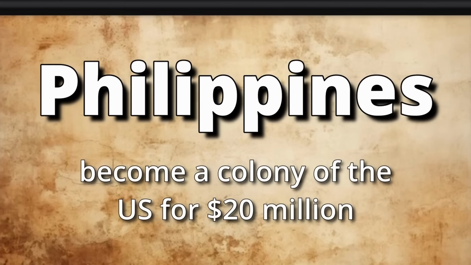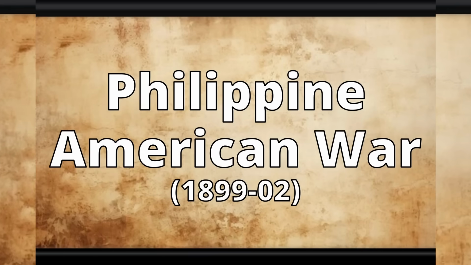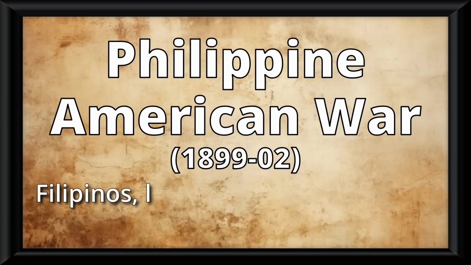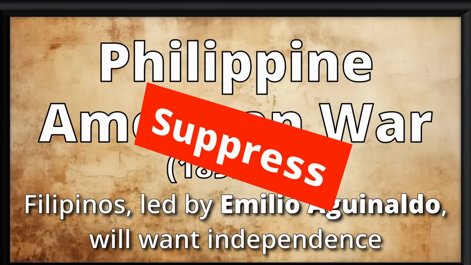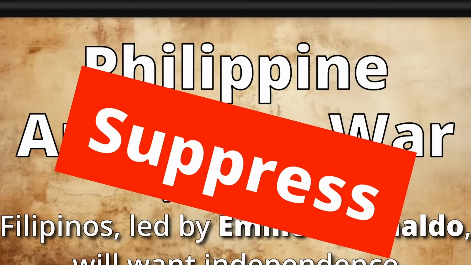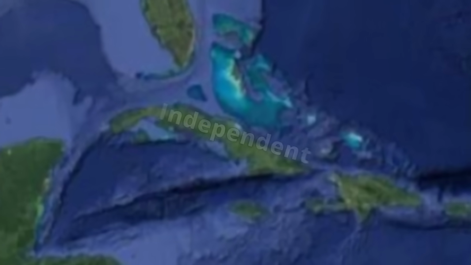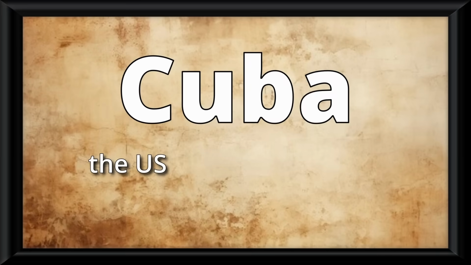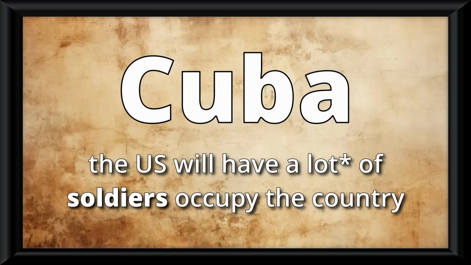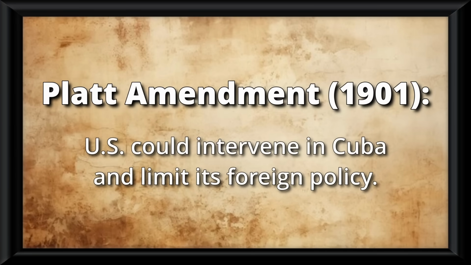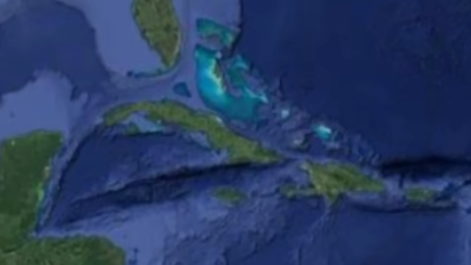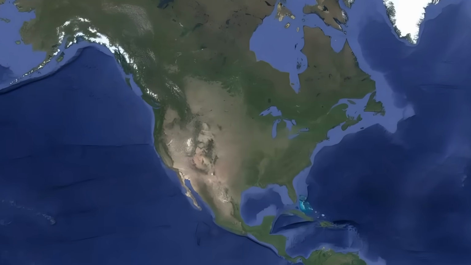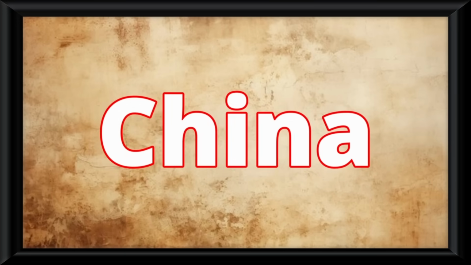But they will not go quietly at all. This will trigger a Philippine-American War, where Filipinos led by Emilio Aguinaldo will want independence. And the US will suppress this nationalist movement severely. As for Cuba, it will technically be independent, but basically the US will have a huge number of soldiers occupy the country and impose a controlling Platt Amendment. So I'll leave the debating up to you whether or not that's truly independent. The other outcome of this war is that the US will finally be involved with Asia and open up a lot of trade with different Asian countries like China.